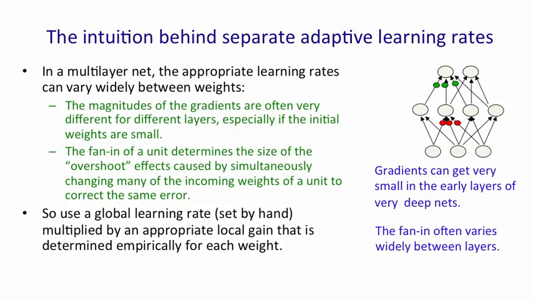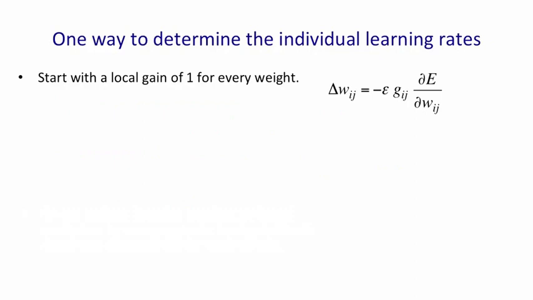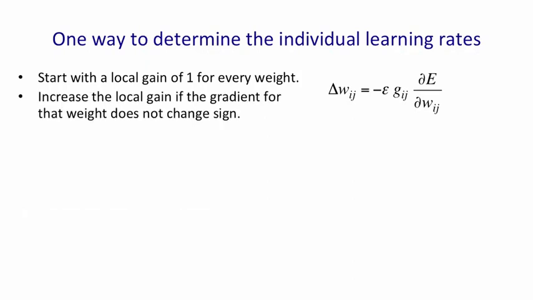So the idea is that we're going to use a global learning rate, which we set by hand, and then we're going to multiply it by a local gain that's determined empirically for each weight. A simple way to determine what those local gains should be is to start with a local gain of 1 for every weight, so that initially we're going to change the weight wij by the learning rate times the gain of 1, gij, times the error derivative for that weight. Then what we're going to do is adapt gij.